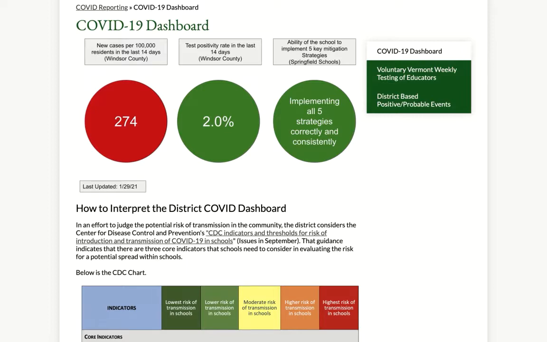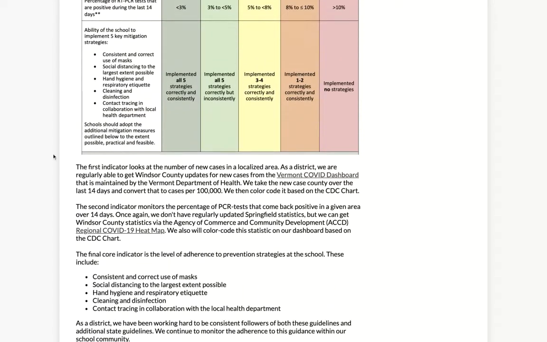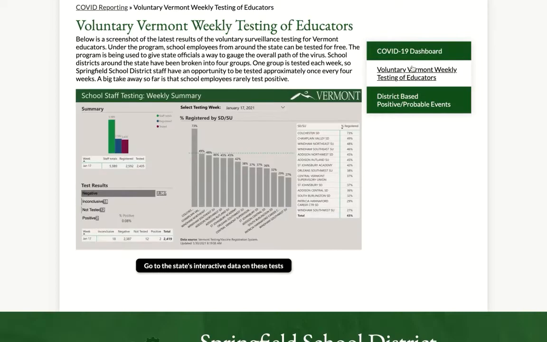Here's why. I'm going to go to the next. Oh, by the way, on this same chart down below, you have information that explains where we get this data from for Windsor County. All right, now let's move over to the next thing, which explains why VDH is telling me they will not step in to make a decision on behalf of the district. And this has to do with the voluntary testing that is available for all educators across Vermont.